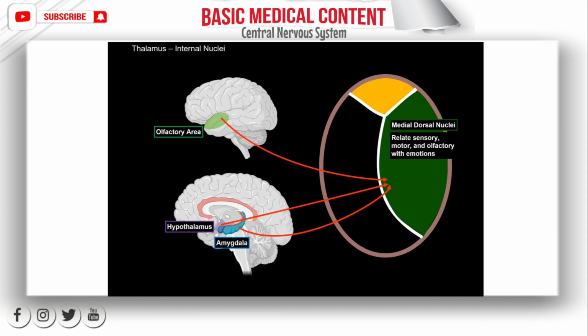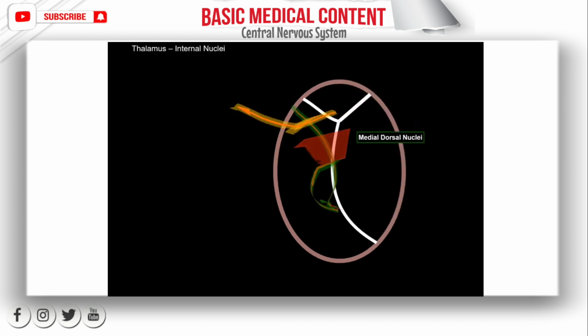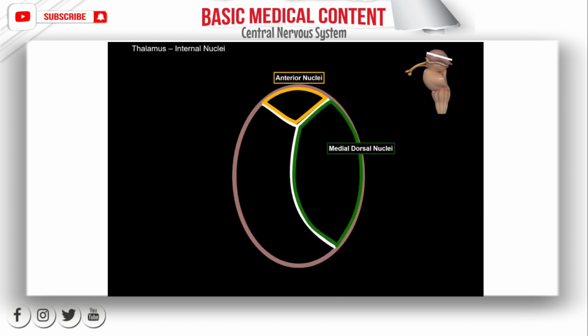And once the medial dorsal nucleus receives all of those emotions, it sends that information to the prefrontal cortex, which is an area responsible for attention, personality, abstract thinking, and all of those things. Cool. So that is the medial dorsal nucleus.